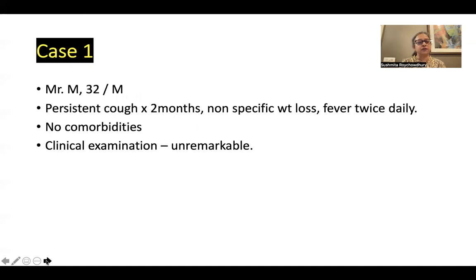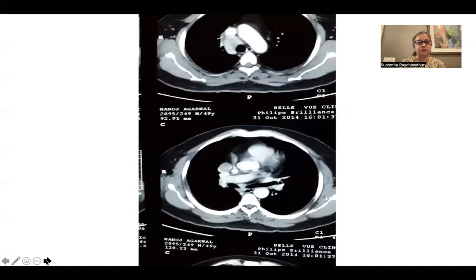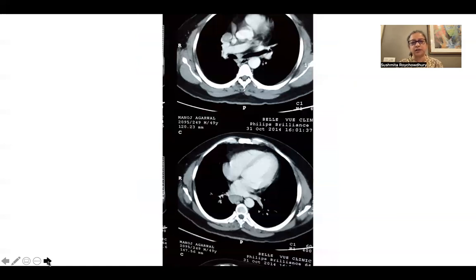Let's talk about this gentleman who was 32 years old, presented with persistent cough for 2 months, non-specific weight loss and fever twice daily, and no comorbidities. His clinical examination was unremarkable. On further examination, he underwent a chest X-ray, which was abnormal, and went on to have a CT scan. You can see that he has multiple mediastinal lymph nodes at the paratracheal level, also at 4R, the lower paratracheal level, and also at the subcarinal level.